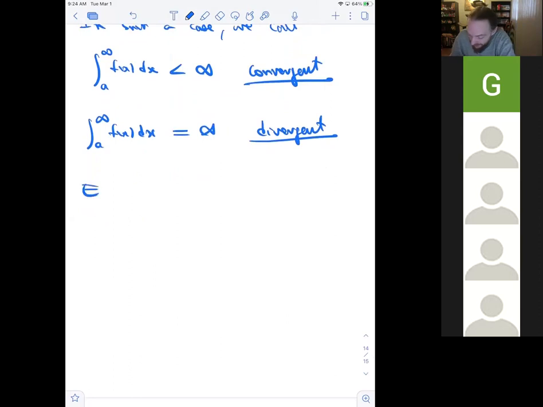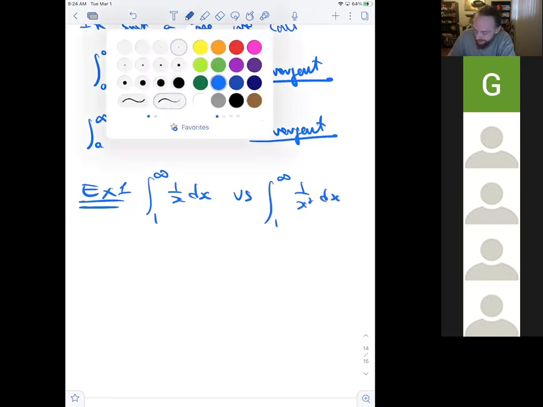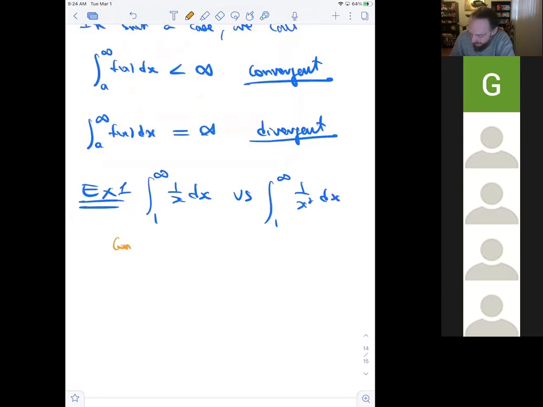So example, the integral from, let's do 1, to infinity of 1 over x dx versus the integral from 1 to infinity of 1 over x squared dx. And what we're asking is convergent or divergent for each one.